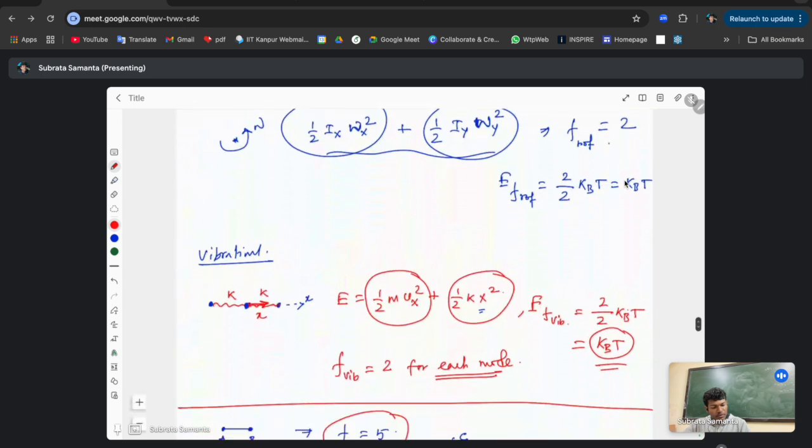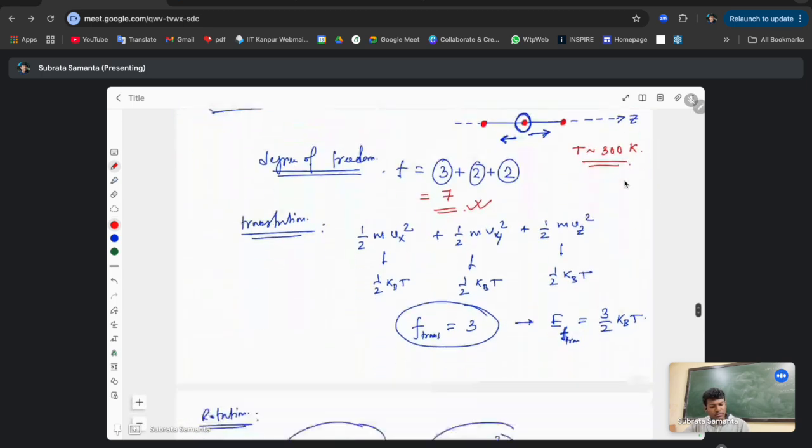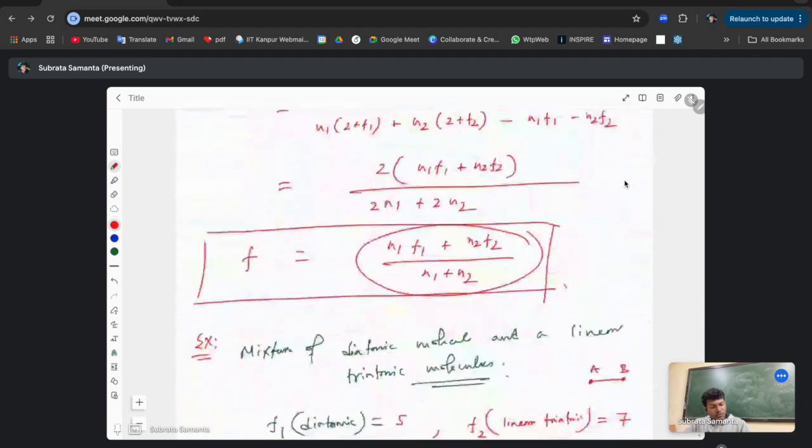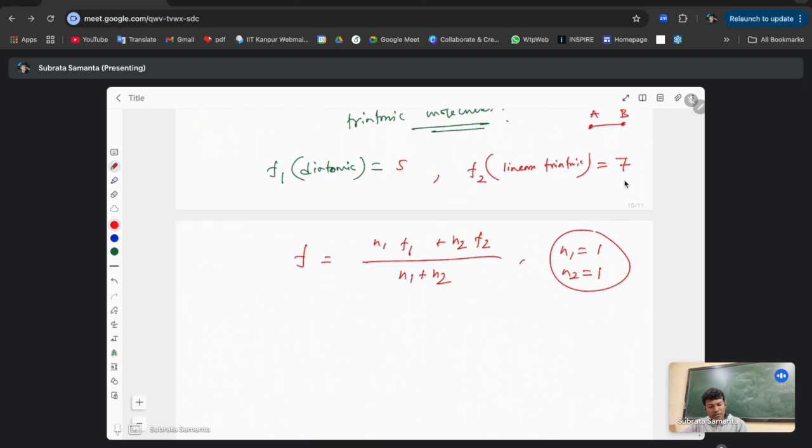Yeah, so this is a linear triatomic molecule, and I calculate 3 plus 2 plus 2 is 7. So now I have to calculate the total degree of freedom. The total degree of freedom F, using the formula (N1 F1 + N2 F2) divided by (N1 + N2), I take N1 is 1 and N2 is 1. All are 1 mole of each molecule.